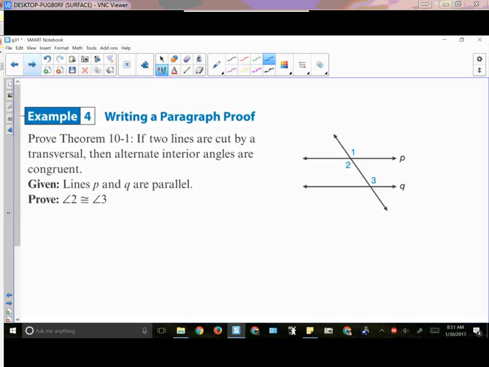So, if I want to write a paragraph proof here, I want to prove that angle 2 is congruent to angle 3. If I want to prove that angle 2 and angle 3 are congruent, it says if two lines are cut by a transversal, then alternate interior angles are congruent. Okay? So I can't use alternate interior angles. That's what I want to get to.